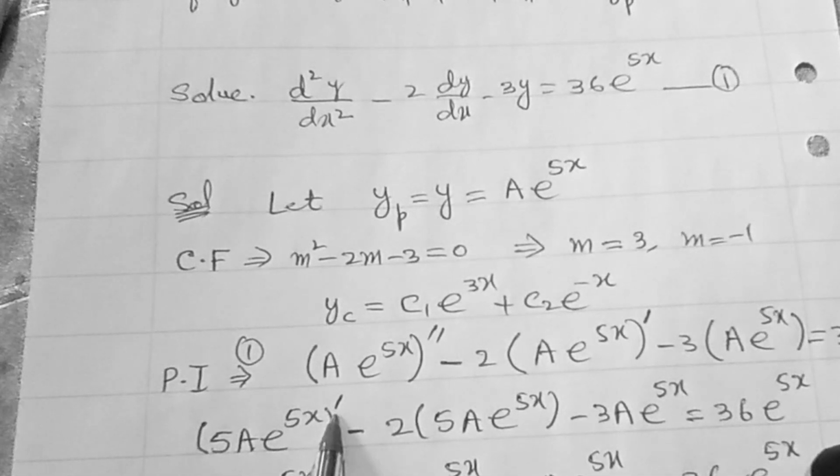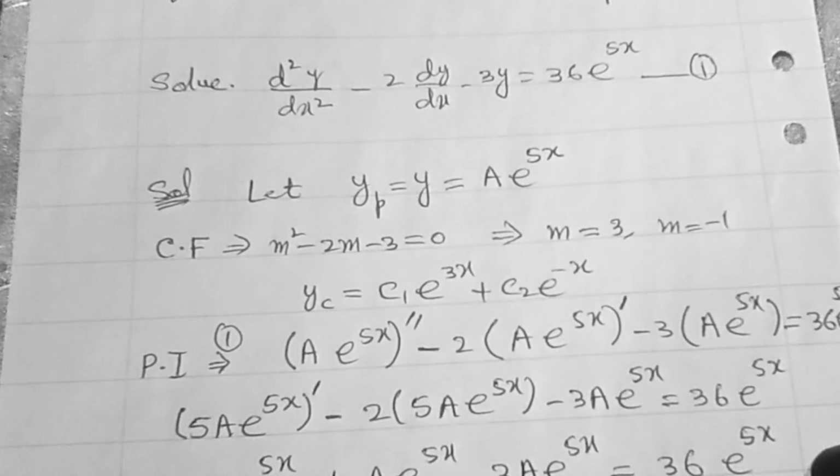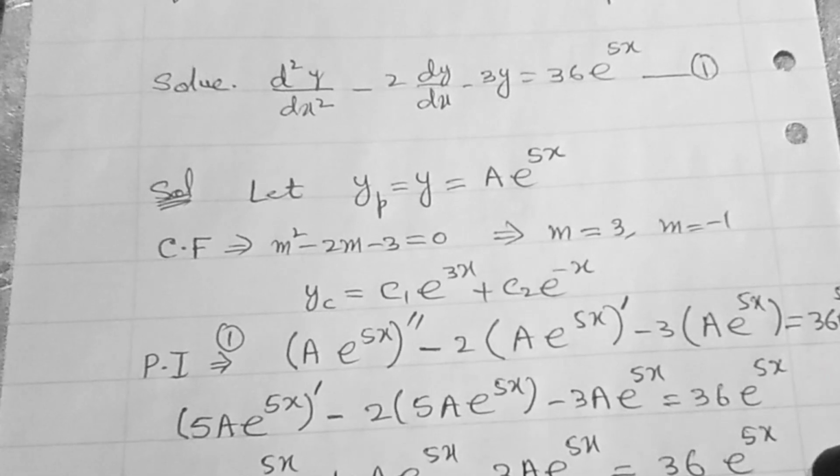And now one more time we will differentiate. So again we will get 5 times exponential 5x, that will be 25a exponential 5x minus 10a exponential 5x minus 3a exponential 5x is equal to 36 exponential 5x. Taking common, exponential 5x will be cancelled out from the entire equation, so what will the remaining term be?